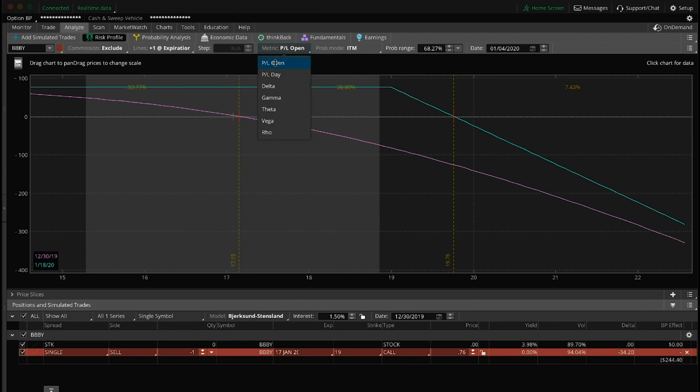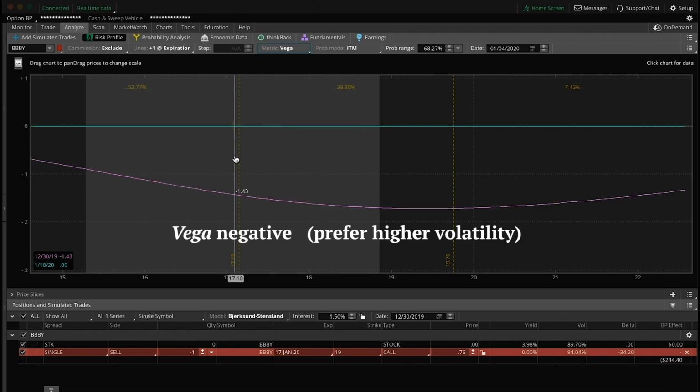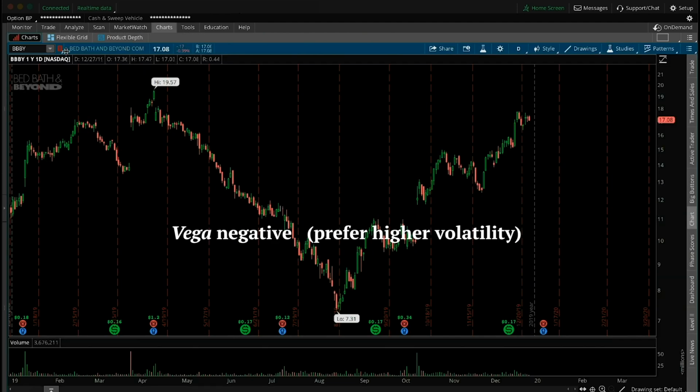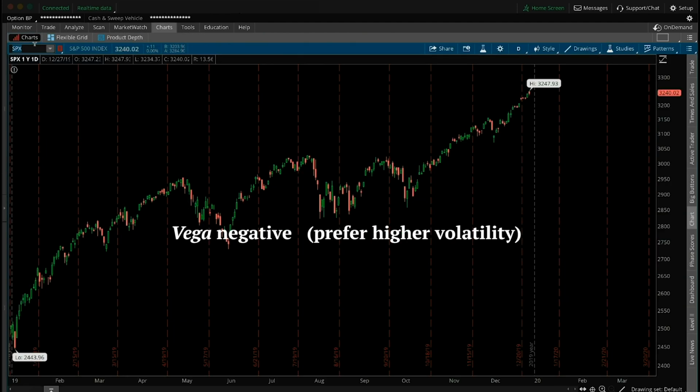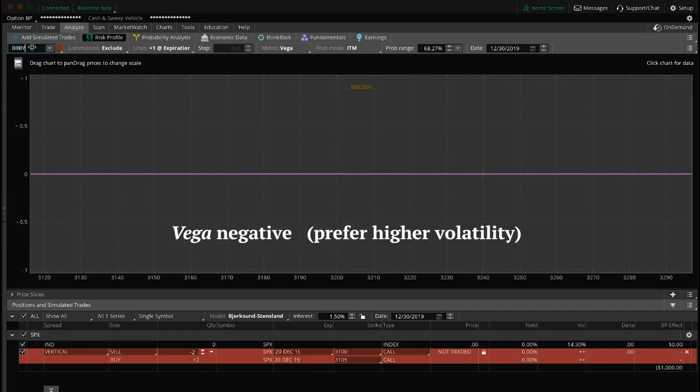Now the last Greek, the Vega, you can see right now we are Vega negative. When you have Vega negative trades, it means that the trade profits from a decrease in volatility. Ideally, you want to open these when volatility is a little bit elevated, so it can go down and it can benefit your trade. Now the catch is, when stocks are near or at all-time highs, that's usually when volatility is pretty low. So it's not always possible to get that high Vega.